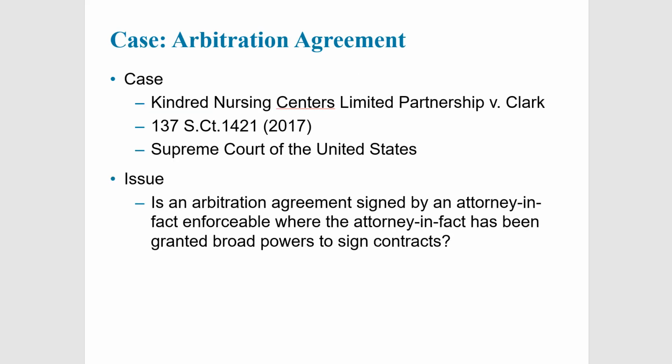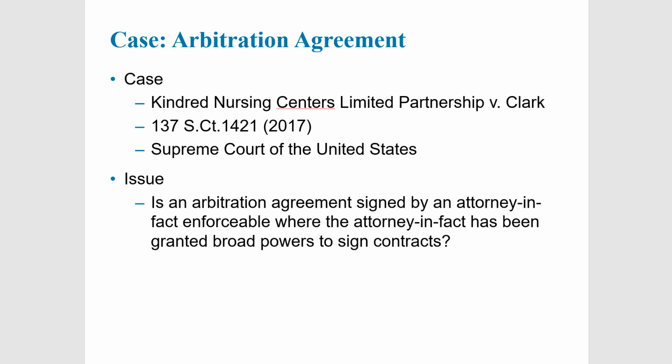I won't go over the entire facts of the case here. The basic idea was that there was a woman who had her daughter sign a power of attorney over her, giving the daughter the right to make legal decisions on her behalf, including the right to sign contracts. So the daughter signed a contract with a nursing facility, a nursing home, where the mother was going to stay. And the mother ended up dying later on. The daughter thought it was misconduct on the part of the nursing home. So she sues the nursing home in court.